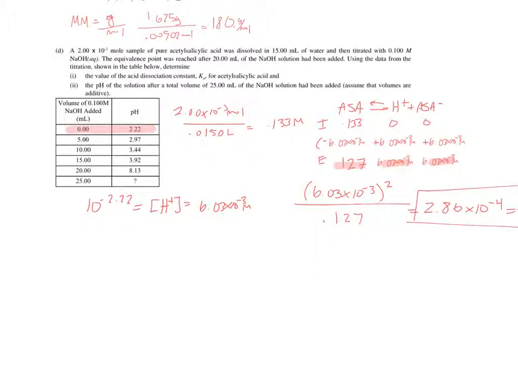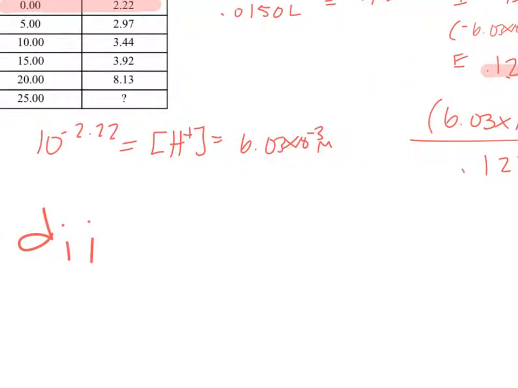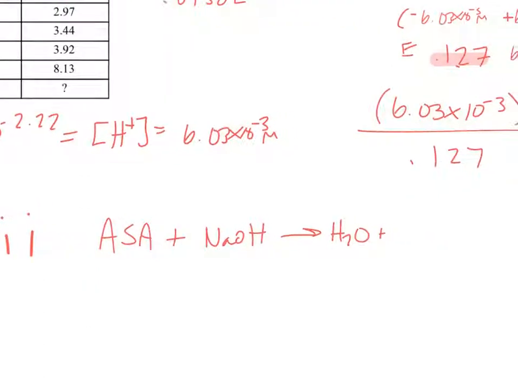So finally, we're going to tackle D2. Now, the first thing I like to do when I tackle these titration problems is write out the balanced chemical reaction. So I've got my acid and my base titrant, and it's going to make water and a salt. The salt, and specifically the conjugate base, is the ASA minus. That's the conjugate base. So you've got acid, base, conjugate base.